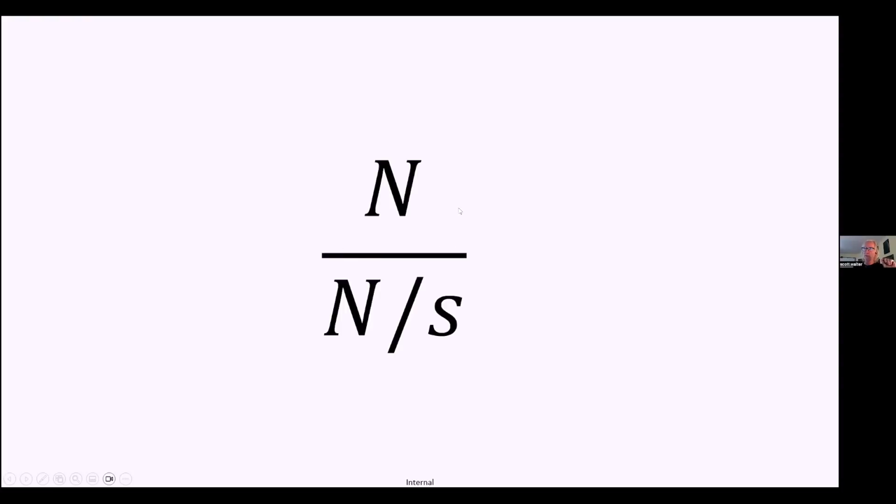Now, if you remember from algebra classes, variables can cancel out if one's in the numerator and the other one's in the denominator. And with units, and this is something a lot of people weren't taught in grade school, you can also do the same thing with units.